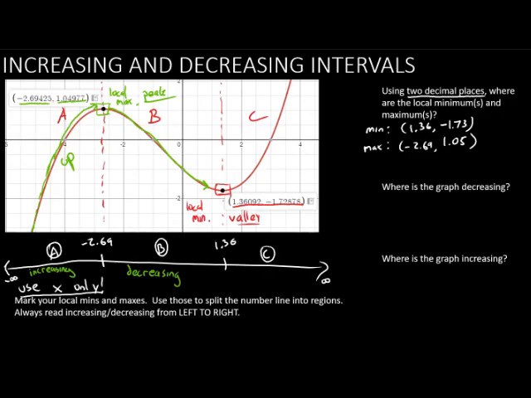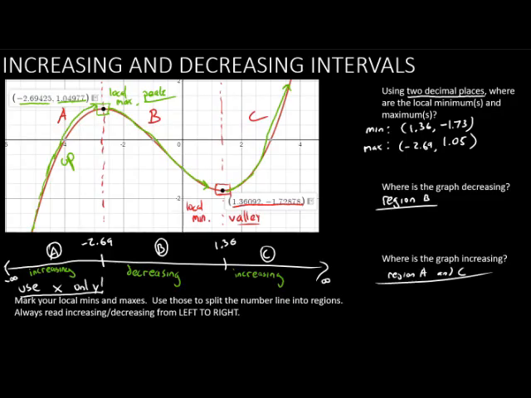Then for region C, starting from the beginning of region C, we're going to see that our graph goes upward, that I'm drawing in green now. That's going upward, we'll say that's increasing. Therefore, we'll say our decreasing part of the graph is region B. And our increasing regions are A and C.